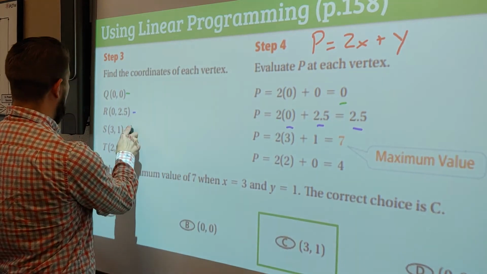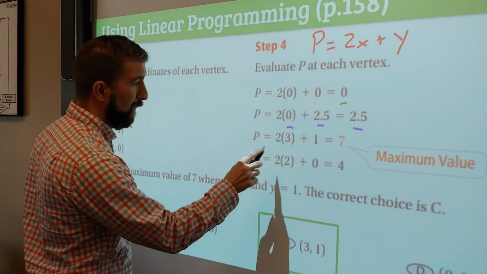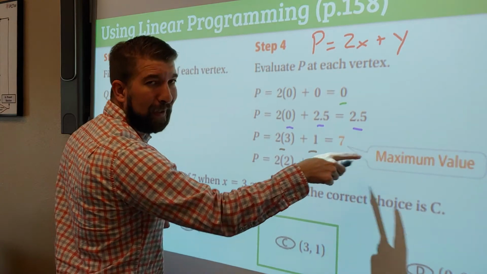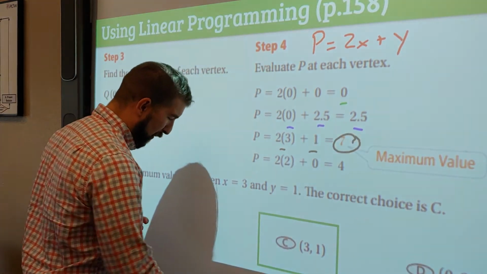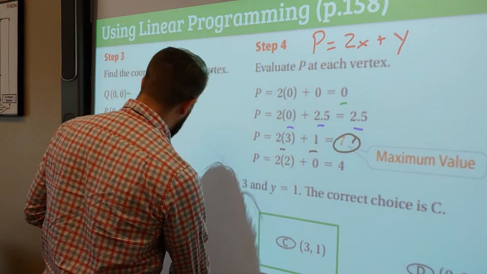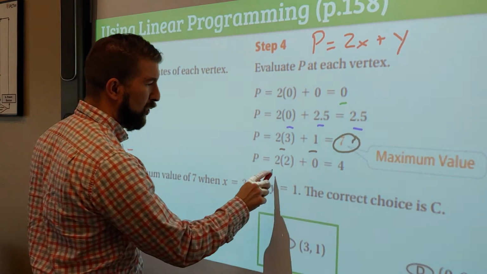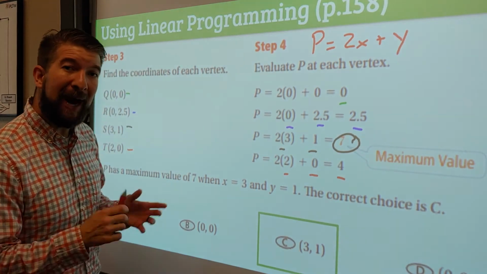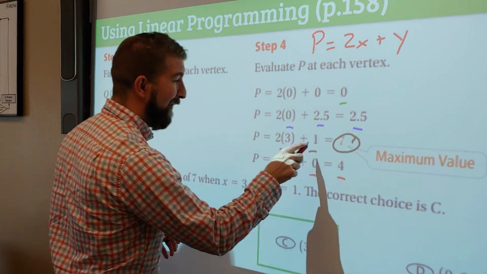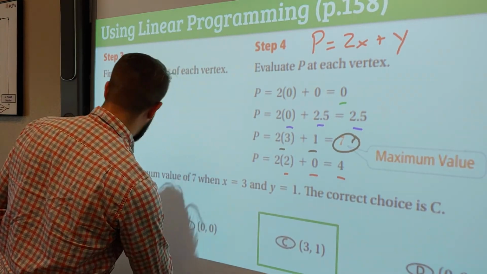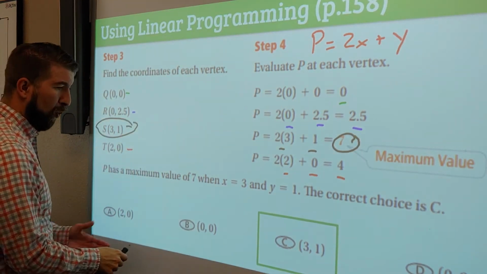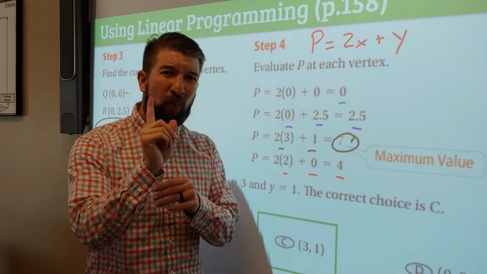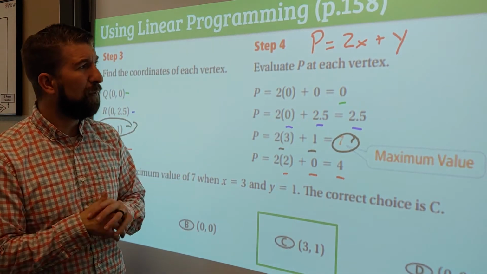So then, let's try the vertice of 3, 1. 2 times 3 plus 1 equals 7. Right? It already tells us that's the maximum. But we have 7. And then, let's try this other one. 2 times 2 plus 0 equals 4. So our maximum value is 7, and that is at the vertice 3, 1. And so that would be our answer. Now, I think there's only one question on the homework for that, so you'll be fine.